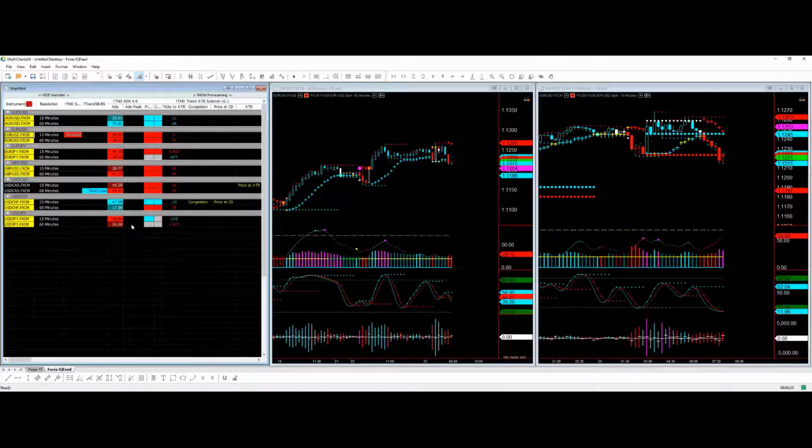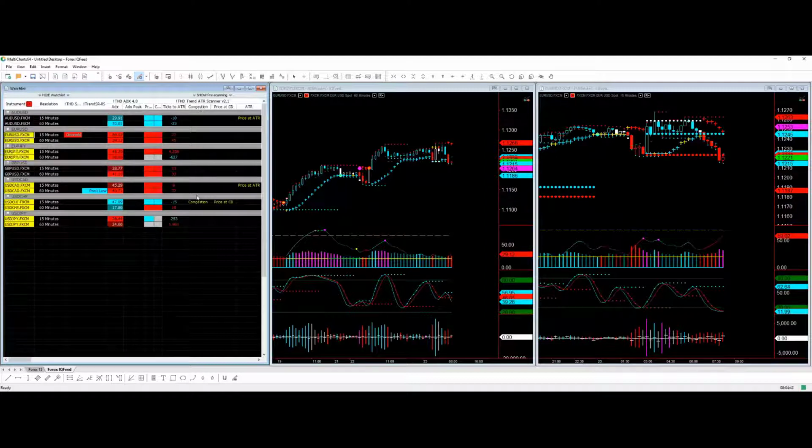We also have the ADX peak column, and that tells me anytime we have a magenta peak. Now, that's important because when we have a magenta peak, just like we had here, we're expecting price to come back down to this ATR. Okay. We then have the trend ATR, and that gives us the previous bar trend, the current bar trend. How many ticks is it to the ATR?